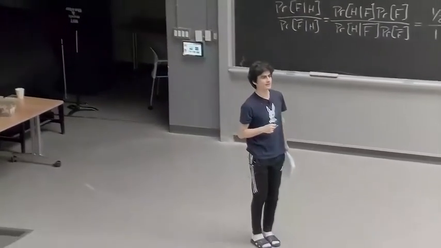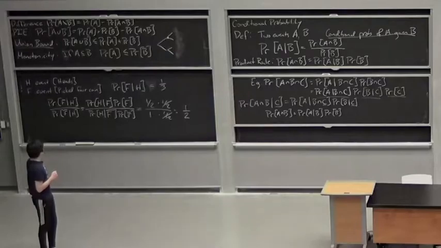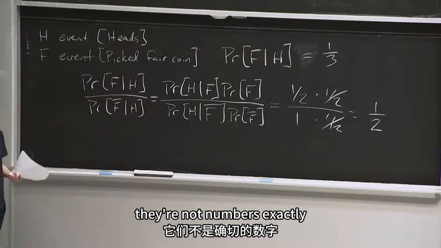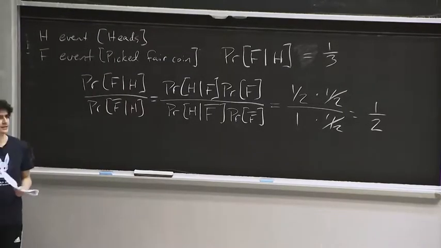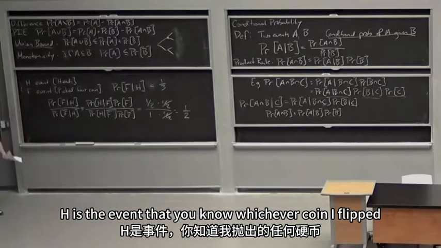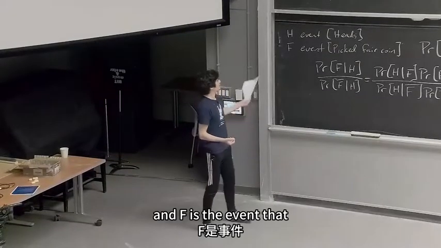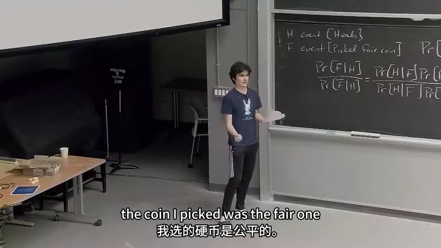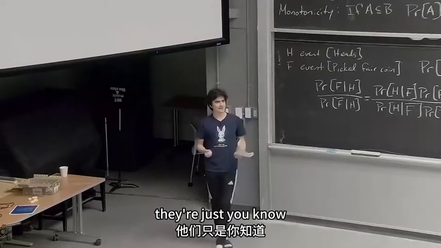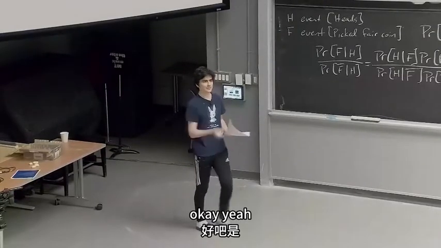The numerical values of H and F. So H and F are events. They're not numbers exactly. H is the event that, whichever coin I flipped, I got a heads on it, and F is the event that the coin I picked was the fair one. So they're not really numbers. They're just sets of outcomes that could have happened.